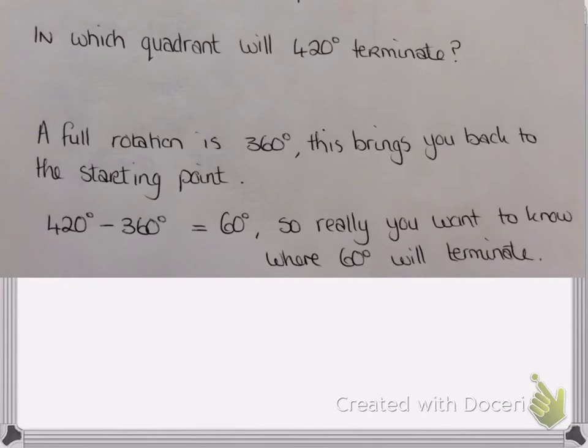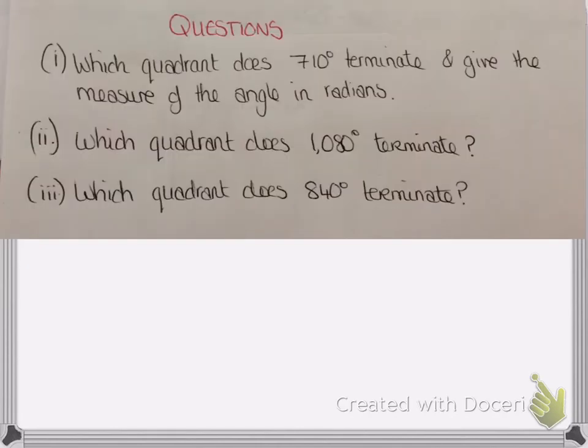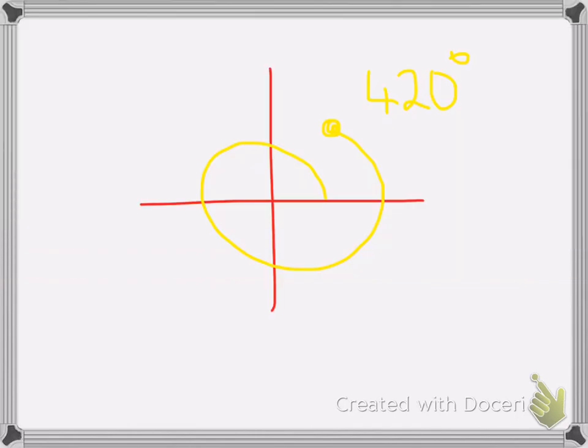So let's just look at a diagram. Here are my 4 quadrants. If I'm starting at the positive side of the x-axis, so I'm starting at 0 degrees, in the red here, and you can see if I go 1 full rotation, I've now done 360 degrees. All I'd have to do is another 60, and that would bring me up to 420 degrees, and that 420 degrees, which is equivalent to 60 degrees, is in the first quadrant. So just remember your quadrants again: 1, 2, 3, and 4.